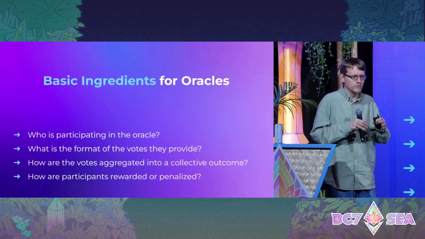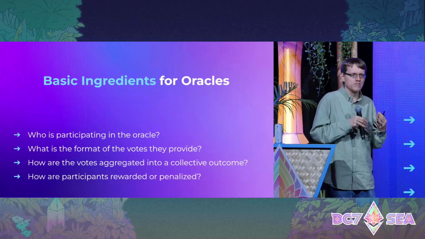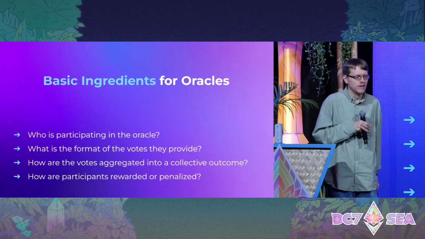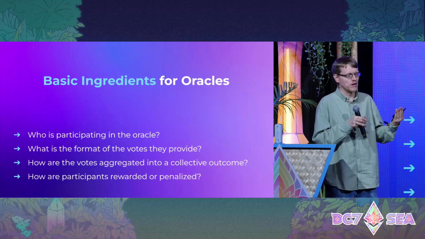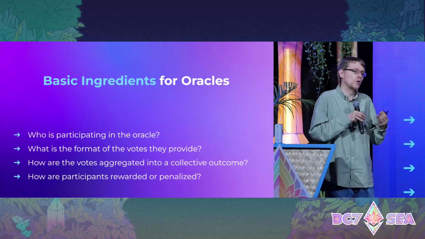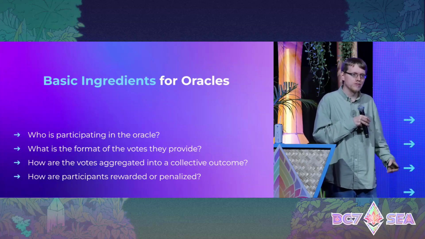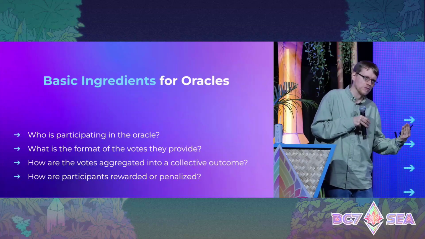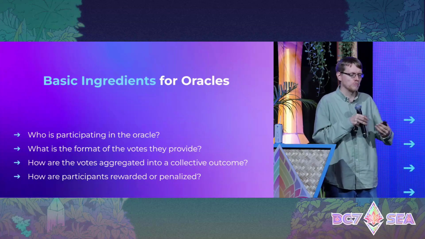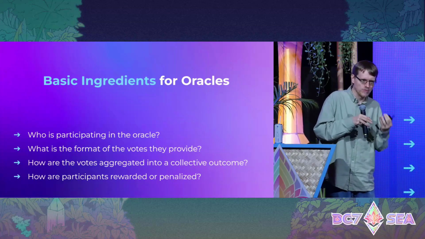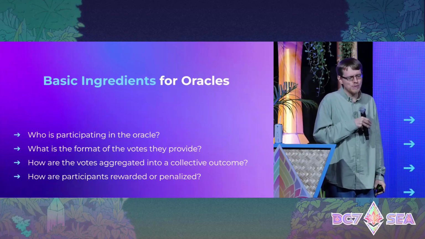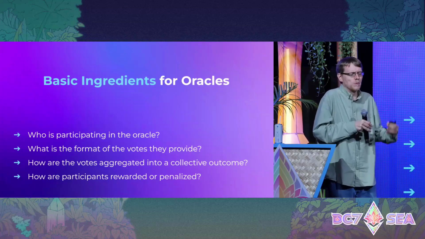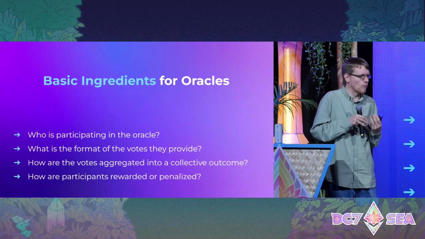Okay, so now digging really deep, how should we design an oracle? What are the basic ingredients to go into an oracle? Well, on a fundamental level, you would ask, who is participating in the oracle? Obviously, you're bringing information from the off-chain world onto the chain. Somebody's got to be uploading that information. Who? What is the format of the information they provide? And assuming you have more than one person providing information, how do you aggregate their information if they don't provide exactly the same thing? How do you put it together into some kind of collective value that you use as the number in your system? And people probably aren't doing this altruistically. What's in it for them? Are they being rewarded or penalized somehow?